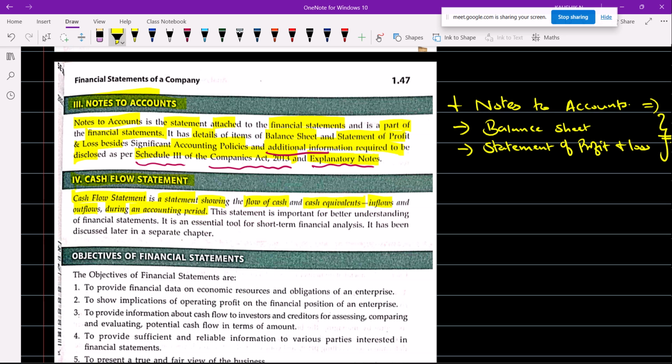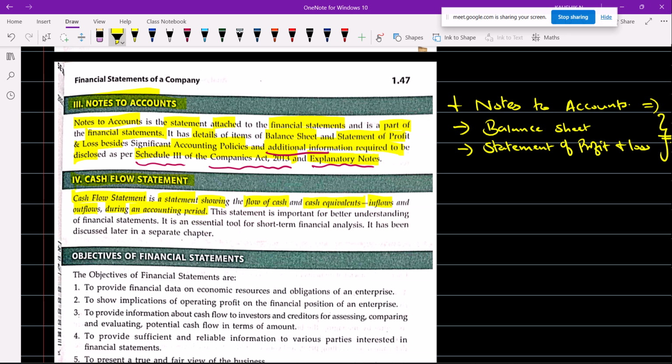It is optional for them. If they prepare, there's nothing wrong in that. If they don't prepare also, there is no harm in that. Preparing a cash flow statement by a sole proprietorship concern or by a partnership concern is not going to affect whether you're preparing it or not preparing it. It's not going to affect the process flow of your business anyway.